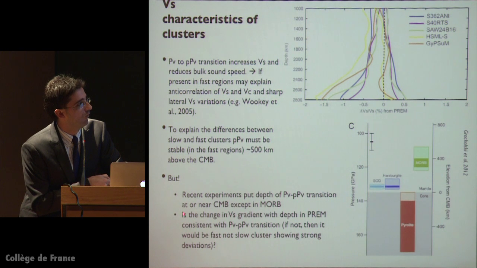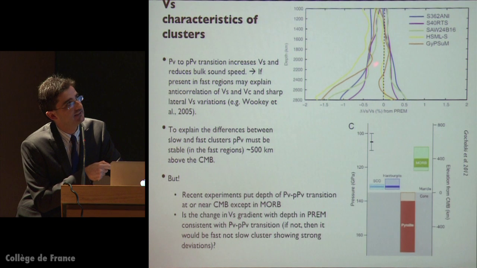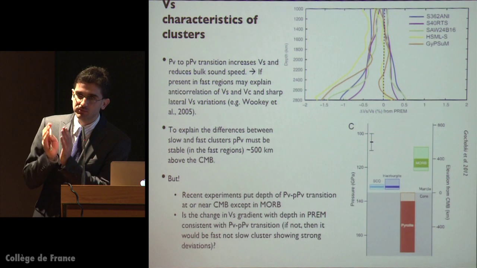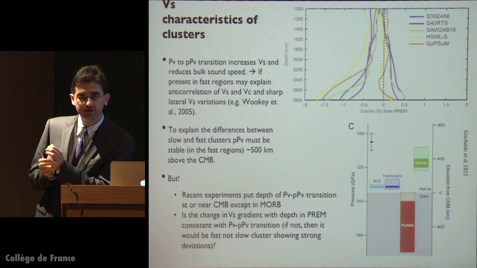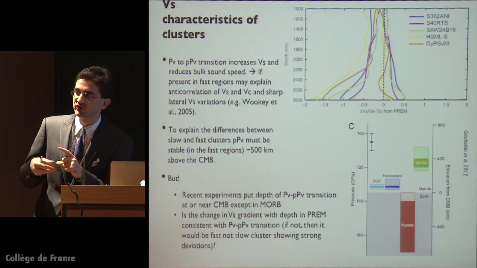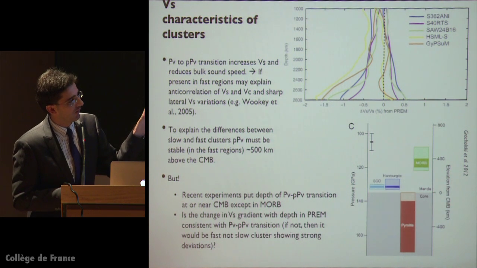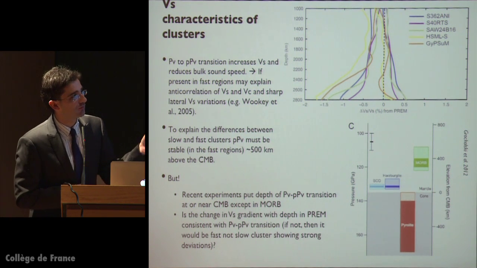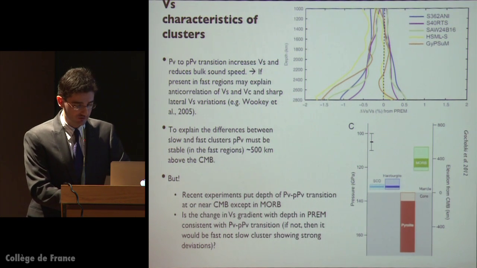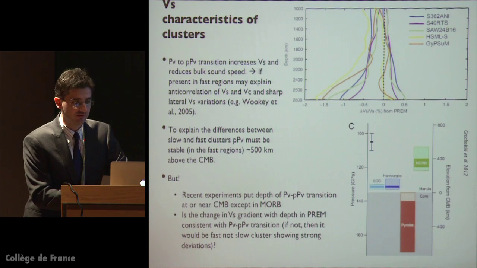The other one is that this difference between the slow clusters and the average means that in the PREM model, in the 1D profiles that we've already been interpreting, the effects of post-perovskite are already in there. So if the PREM profiles can be made to be consistent with a perovskite to post-perovskite transition, then everything's fine. But if not, then you might have to move away from this way of interpreting the differences.